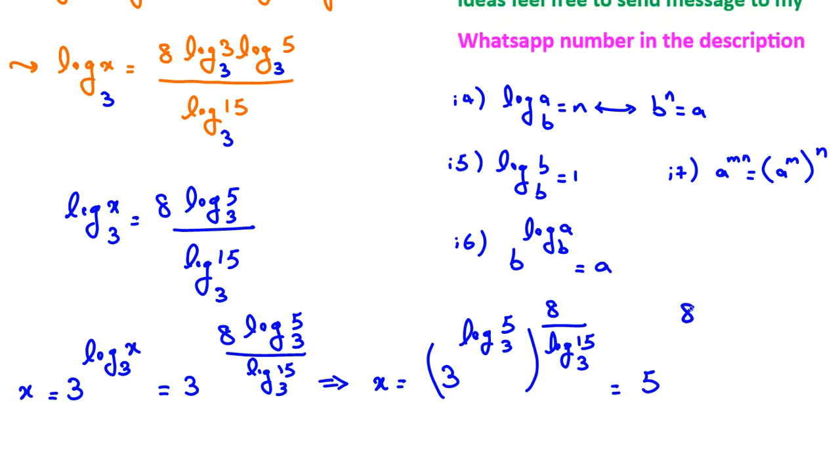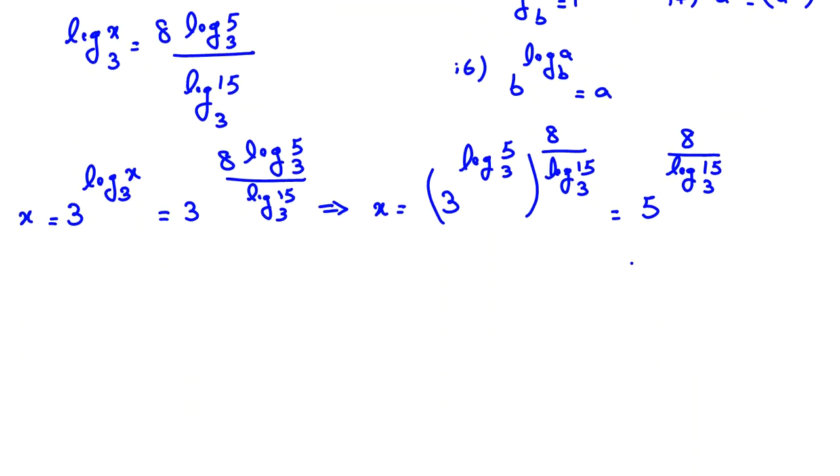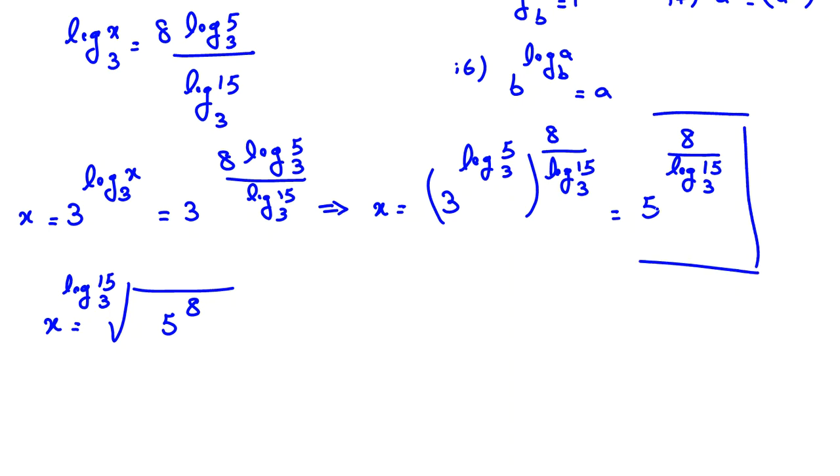So 5 to the 8 over log 15 to the base 3. Also, you can write it as 5 to the 8 with radical 15 over 3. The root is this. All of these are answers, okay? So our answer is this, 5 to the power of this real number. Also, we can write 5 to the power of 8 over here.